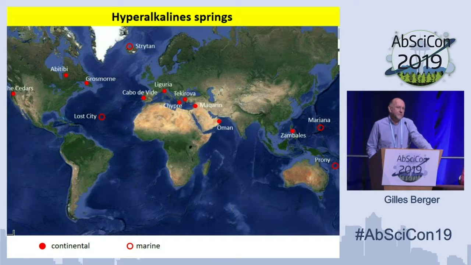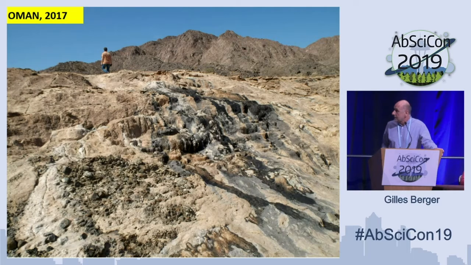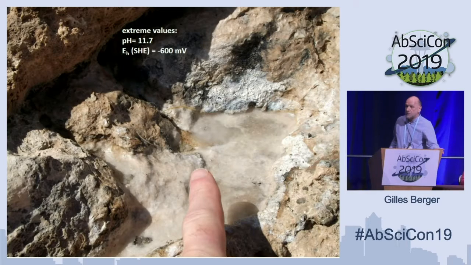After this first attempt, we focused on another context, the hyperalkaline springs formed by the deep interaction of continental or marine water with ultramafic rocks. We have here the main occurrences all around the world, and we sampled some of them, continental ones. Here in Oman, a desert site where anammox bacteria can be discarded, we found hydrazine again. You have an example of typical springs with high Eh and pH values.